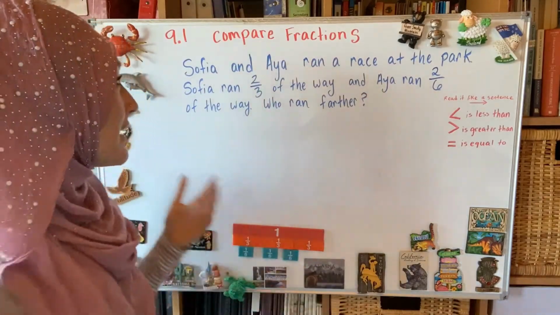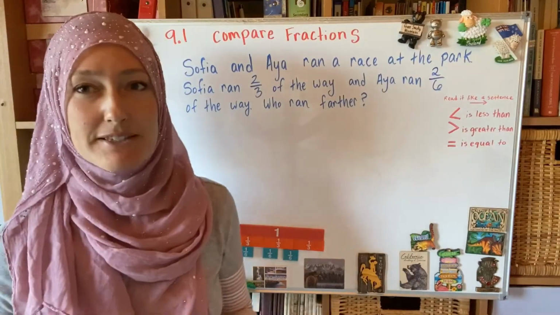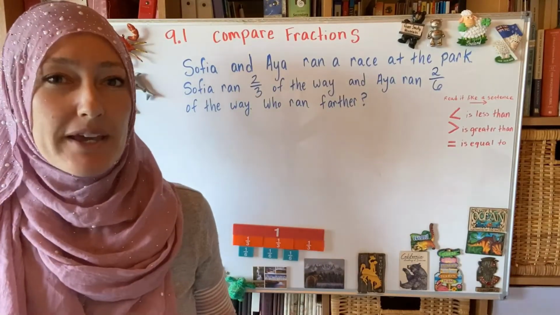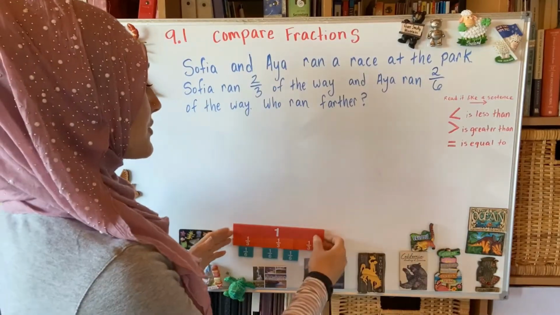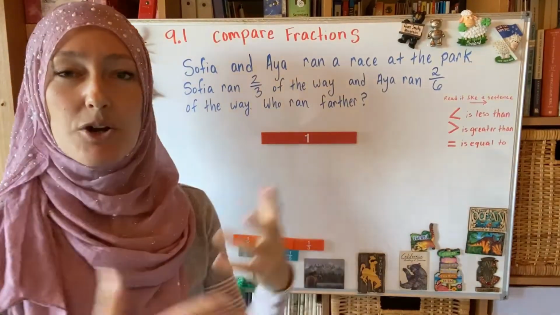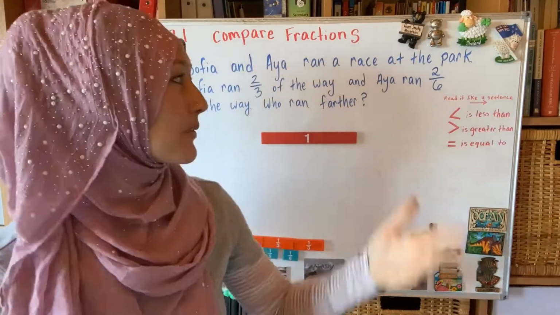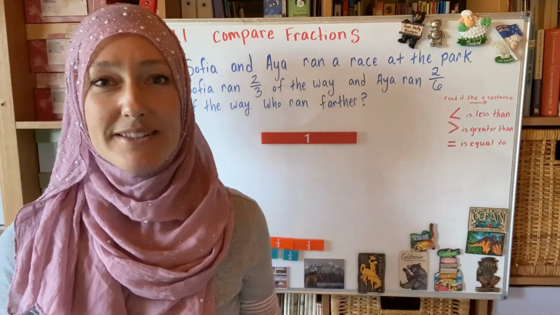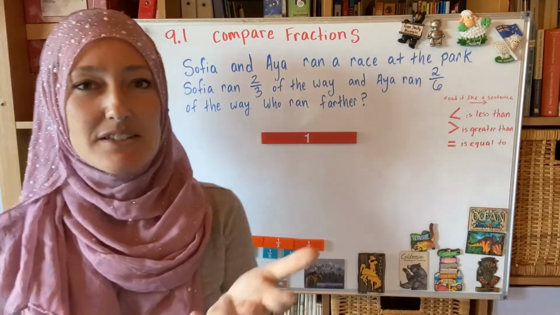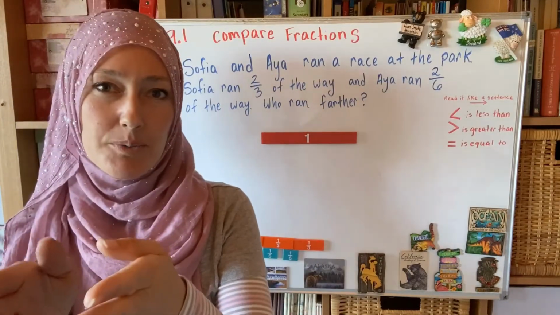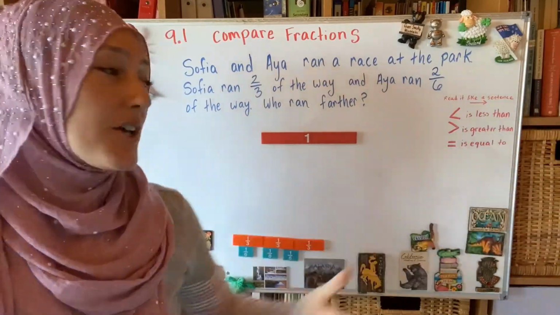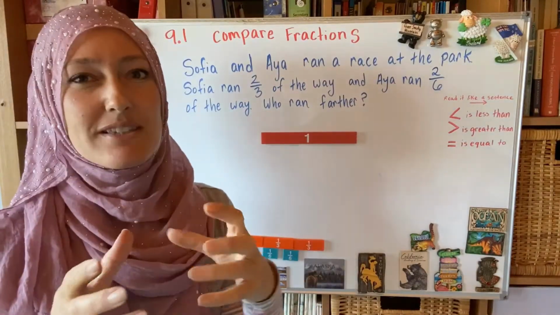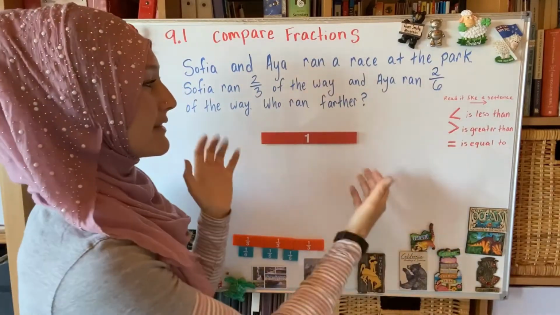If I had a word problem, like Sophia and Aya ran a race at the park, Sophia ran 2/3 of the way and Aya ran 2/6 of the way, and we want to know who ran farther. So if you have a 1, that's our whole amount. It doesn't have to be 1 mile or 2 miles or 3 miles. We don't know the actual distance, and that's okay. That's the good thing about fractions, is that it gives us a comparison of how far you are compared to a whole amount. So this one doesn't represent a specific distance, just that it's the whole race. So we'll say this is our whole race.